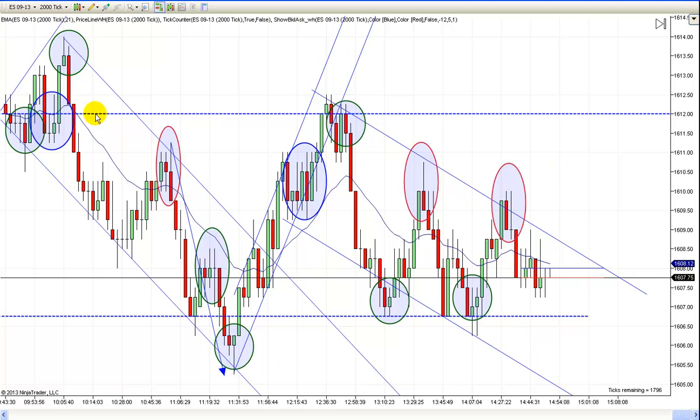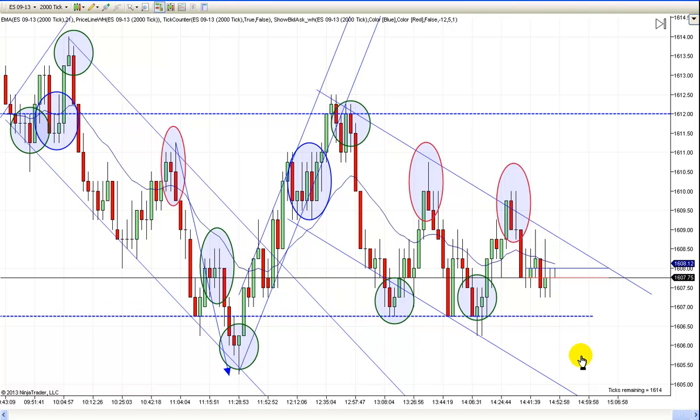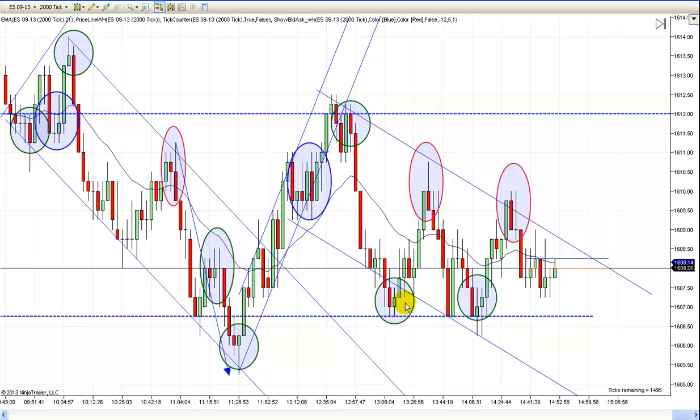I mean, you've got two legs down, and we continue to try to come through. We just can't get through that support right there for whatever reason. And so maybe we will before we close. We still got about 20 minutes to go.